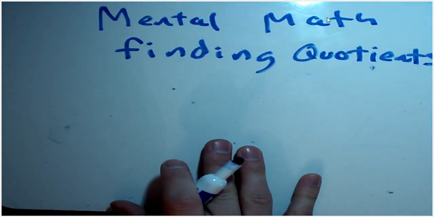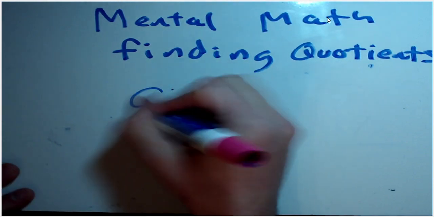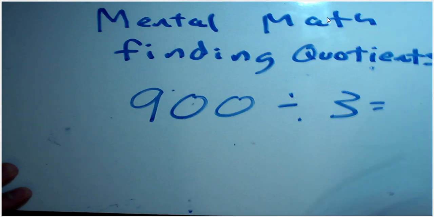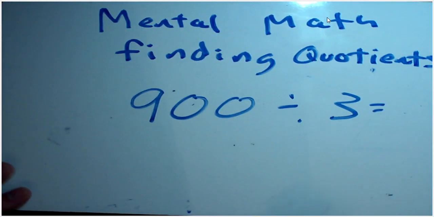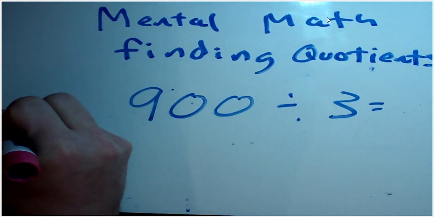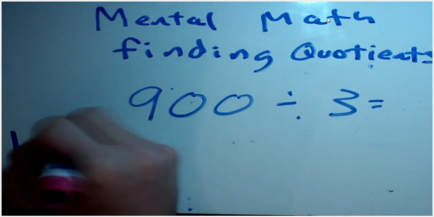So these are going to be some division problems with multiples of 10. So let's look at the problem 900 divided by 3 and how we can solve this mentally. So the first step we're going to do, step 1, is to identify the basic fact.